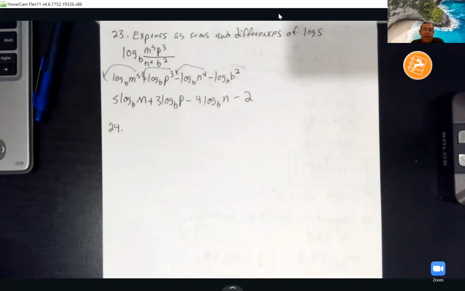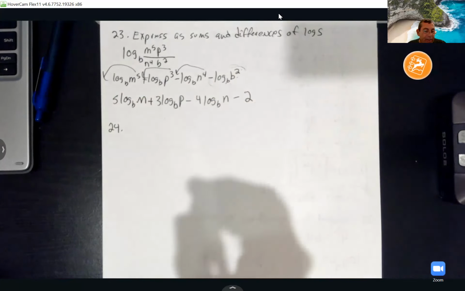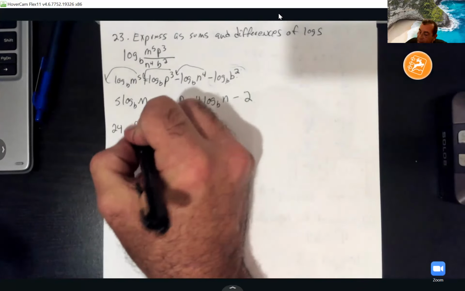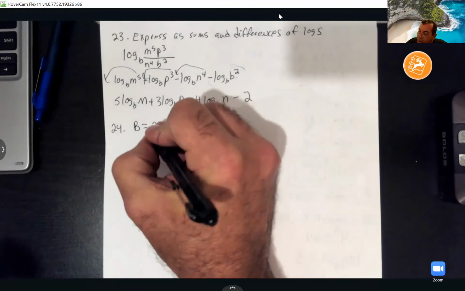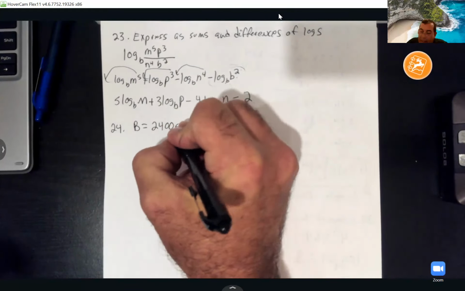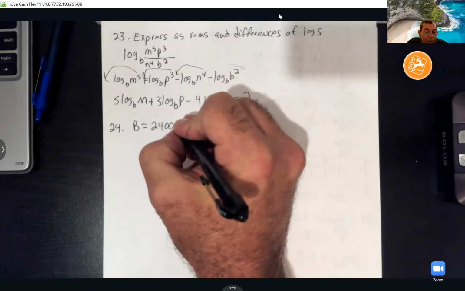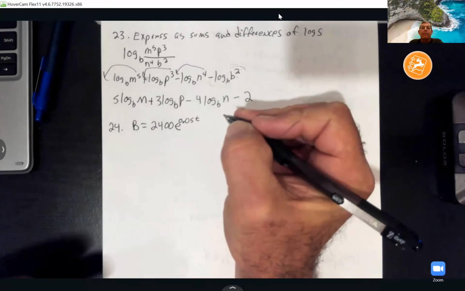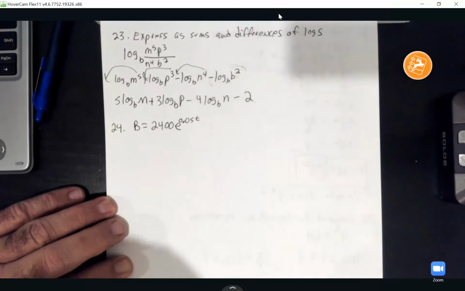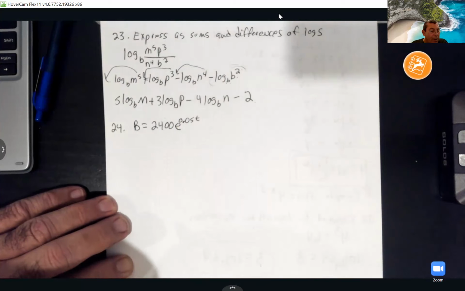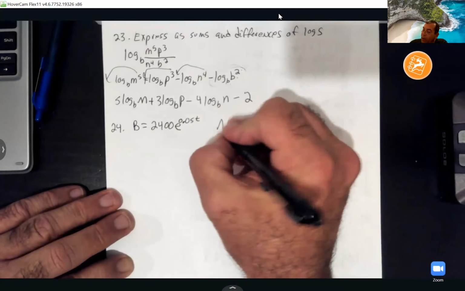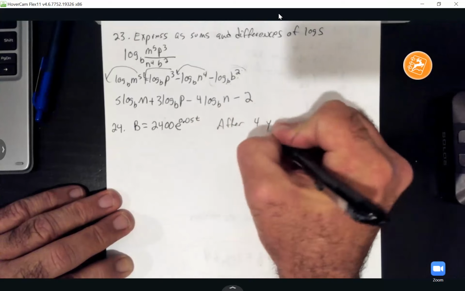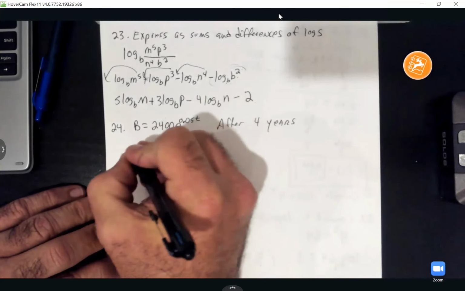This one was off the last test, and this was probably the last question on the test. The number of books in the library increases according to this function: B equals 2,400 e to the 0.05t. And they want to know how many books the library will have after 4 years. So you replace the t with 4 and then plug that in.